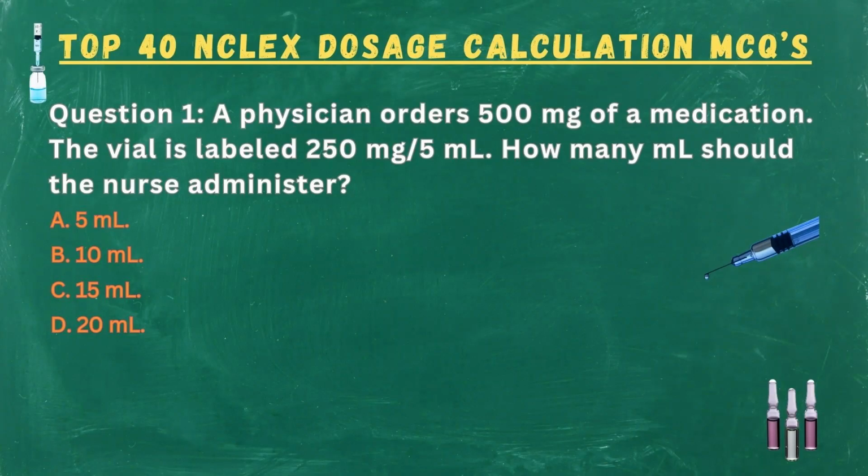Question 1. A physician orders 500 milligrams of a medication. The vial is labeled 250 milligrams per 5 milliliters. How many ml should the nurse administer? A. 5 milliliters. B. 10 milliliters. C. 15 milliliters. D. 20 milliliters. Answer: B. 10 milliliters.